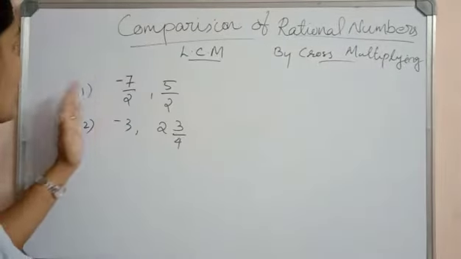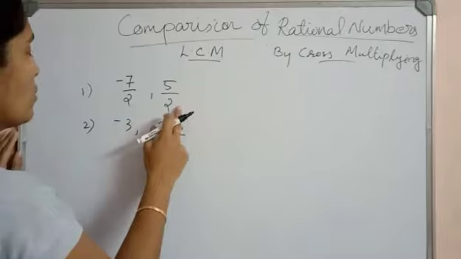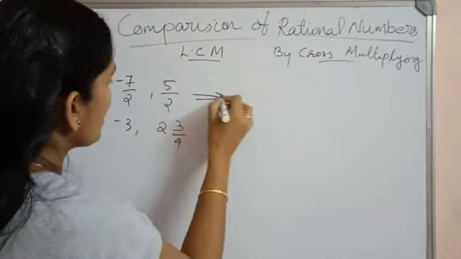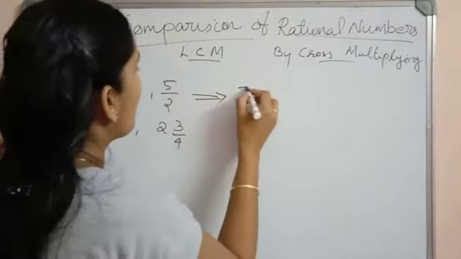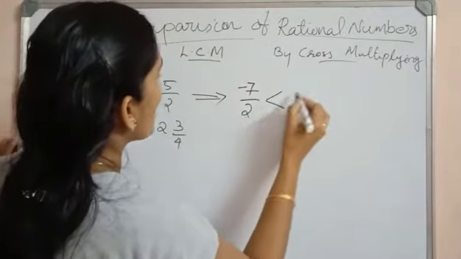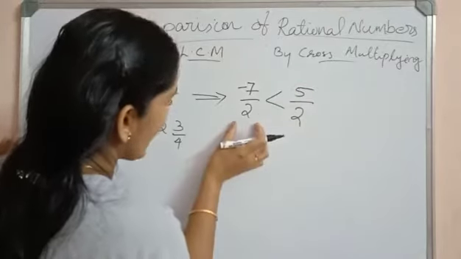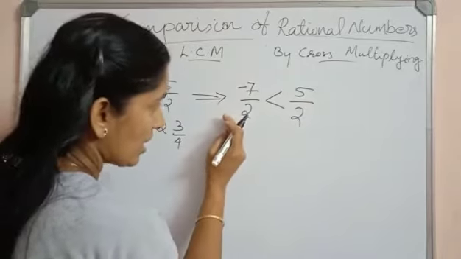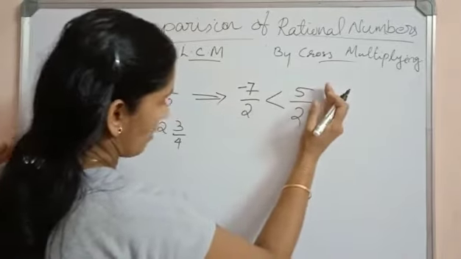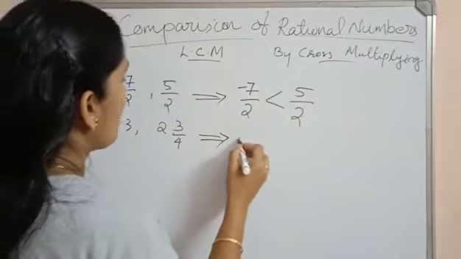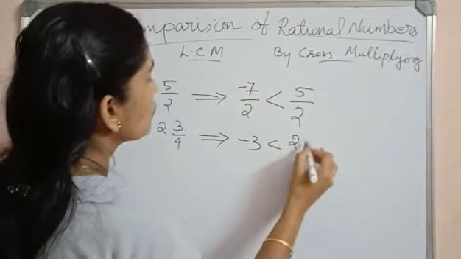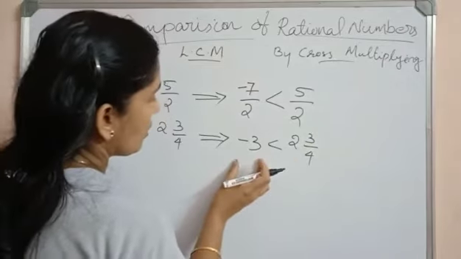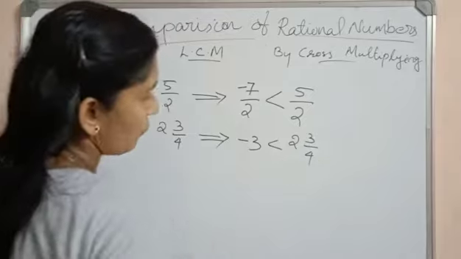Now look at these two questions: minus 7 by 2 and 5 by 2. The second one is minus 3 and 2 3 by 4. If you consider the first question, without solving it, we can say that minus 7 by 2 is less than 5 by 2, since this is a negative number and this is a positive number. As we know, every negative rational number is lesser than every positive rational number. In the same way, in the second one also, minus 3 is less than 2 3 by 4, since this is a negative number and this is a positive number. A negative number is always less than a positive number.